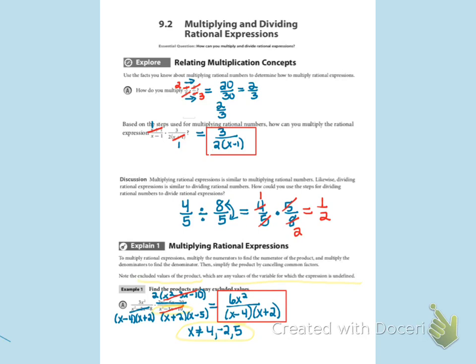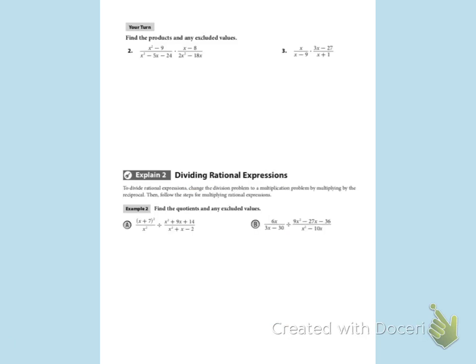Let's go ahead and turn the page. Now these next two were designed to be you-try questions, but actually I think I'm going to make just the second one a you-try. We'll do one more example together. I feel more comfortable if we've done a couple. And so I'm going to leave this one as a you-try question. So looking at question number 2, find the products and any excluded values.